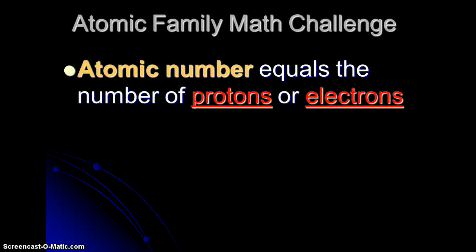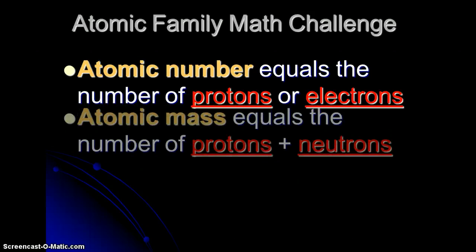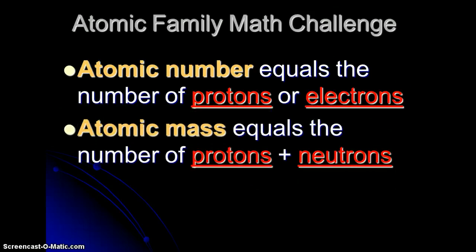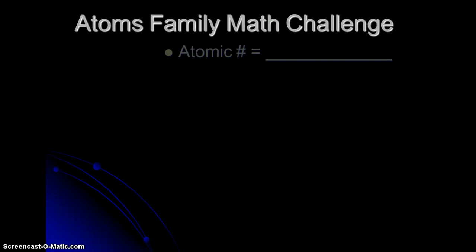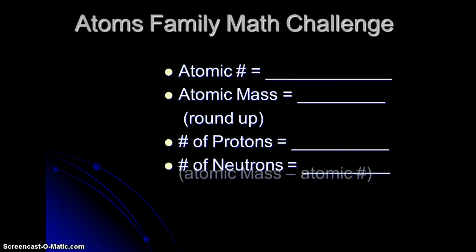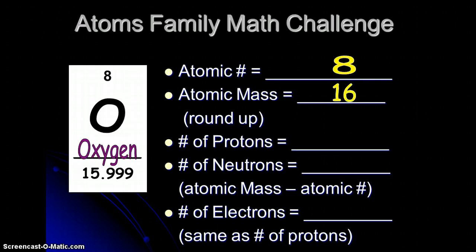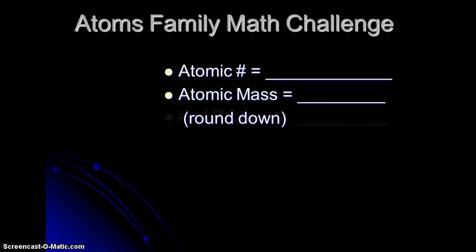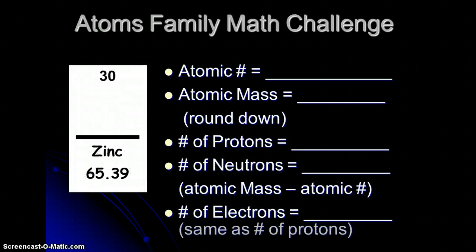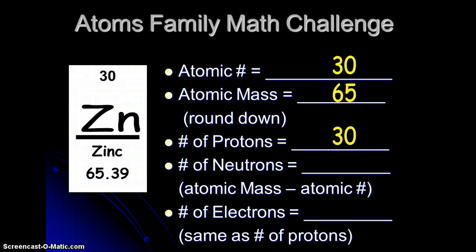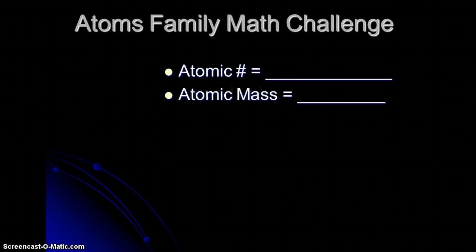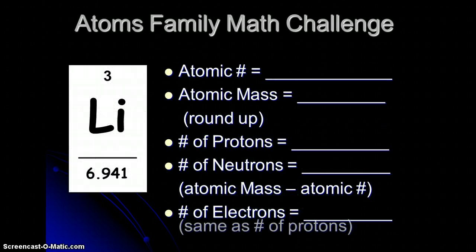Just remember that the atomic number is protons or electrons. The mass equals protons plus neutrons. And then these are just some examples for oxygen. Then zinc. And lithium.